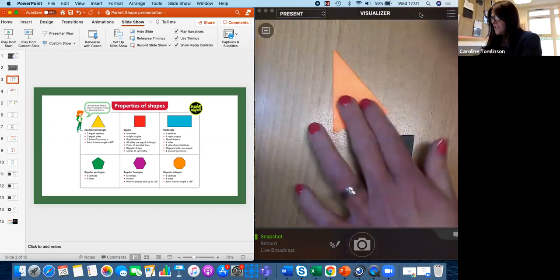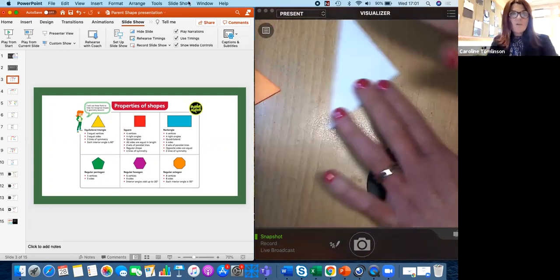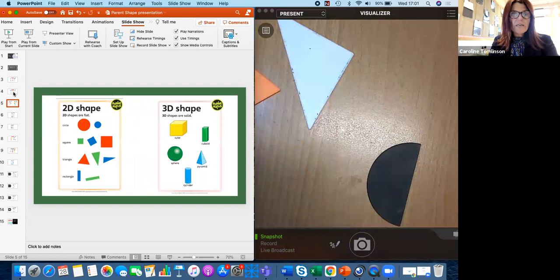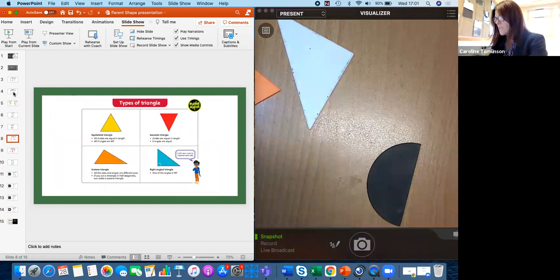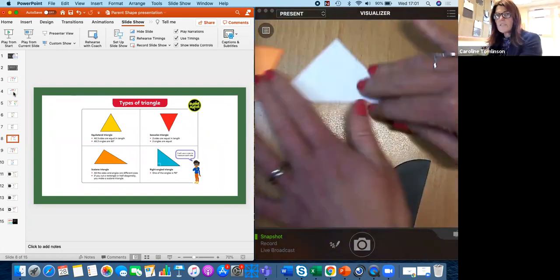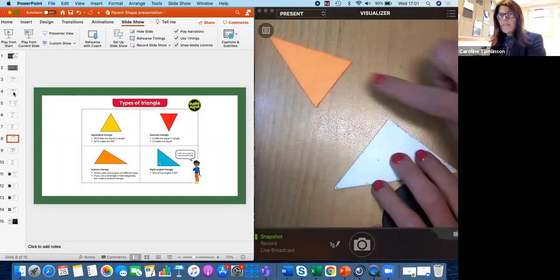Moving on to look at triangles, I've pinpointed 2 triangles here to talk to you about, and I'm just going to move my slide further on to show the different triangles. Here, types of triangles. So I've got 2 to show you here, and I have got this triangle here and this triangle.